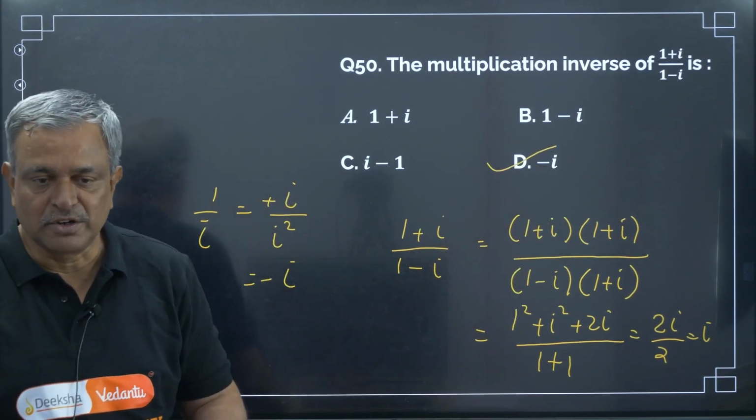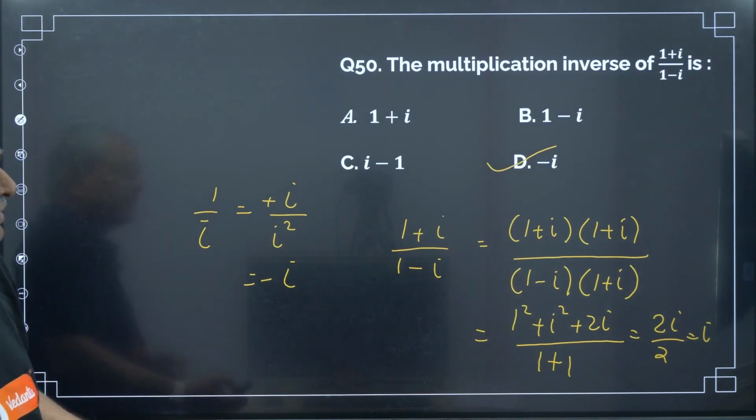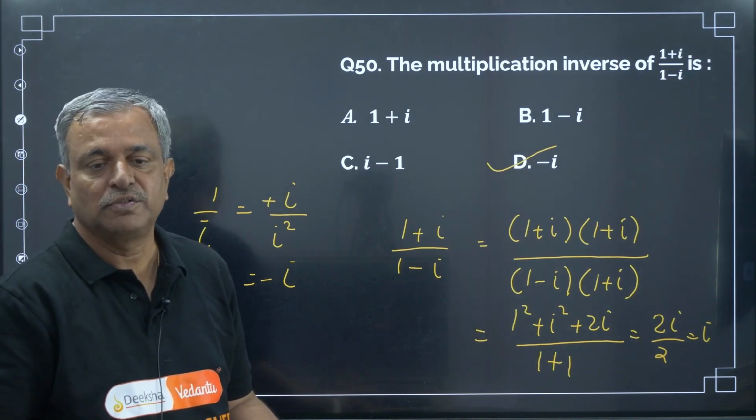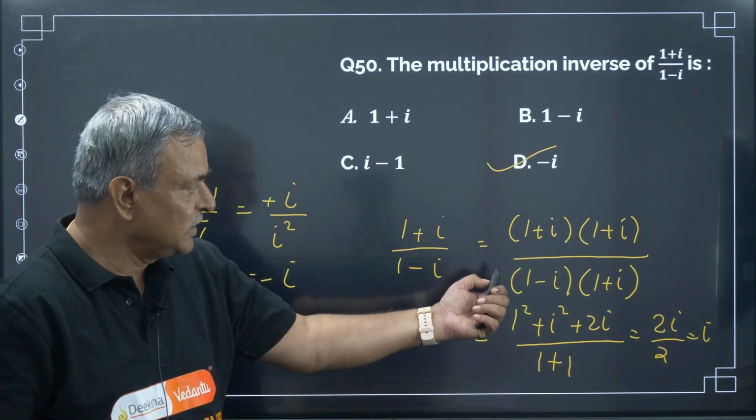Same thing I wrote earlier also: Z into Z inverse is equal to 1. So Z inverse is equal to 1 by Z. Same thing I have written.